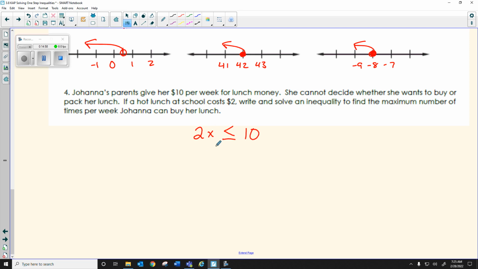And then we need to figure out how many times she can do it. So we're going to solve for x. We're going to divide both sides by 2. X is less than or equal to 5. Okay, she can buy her lunch at most 5 times. She can buy it 4, 0, 1, all that kind of stuff, but at most 5 times. Find the maximum number. 5 lunches max per week. And that's normal too, because there's no more than 5 days in a school week.